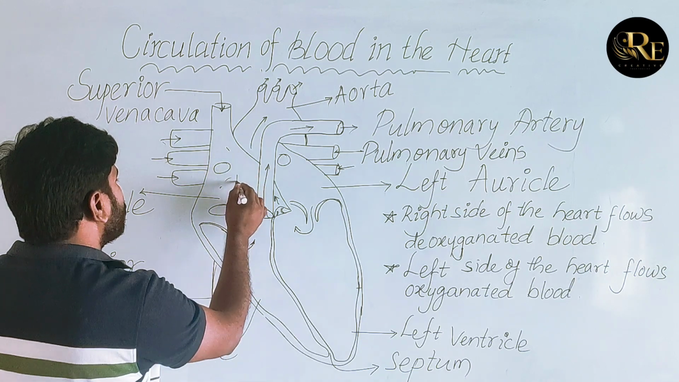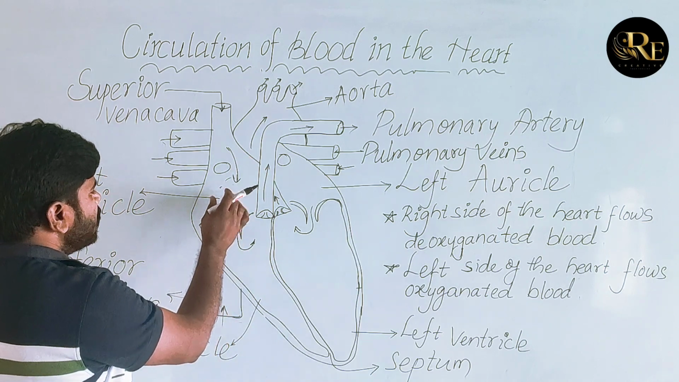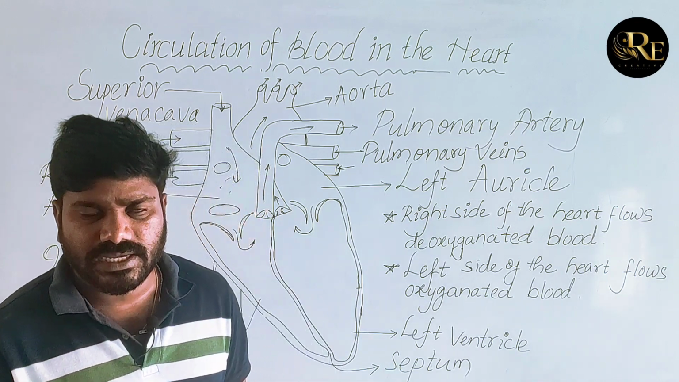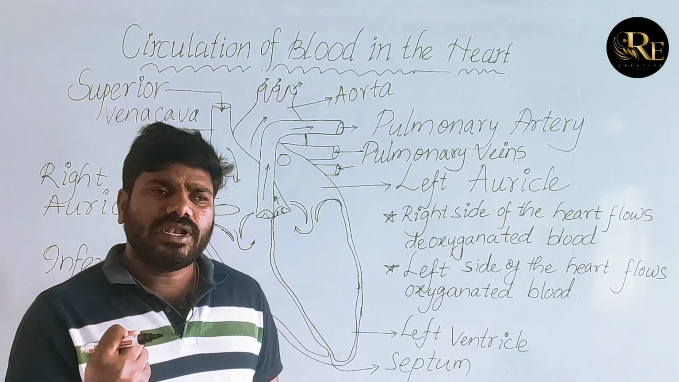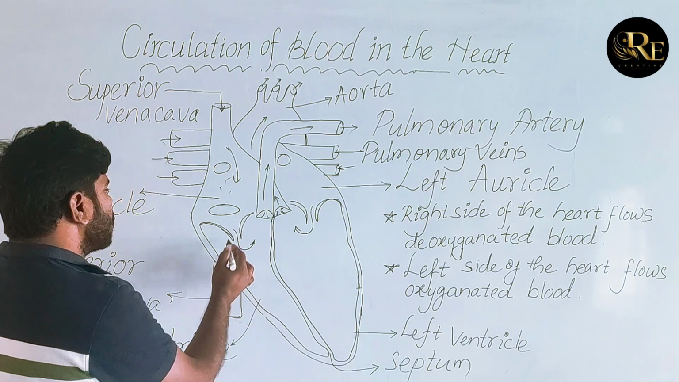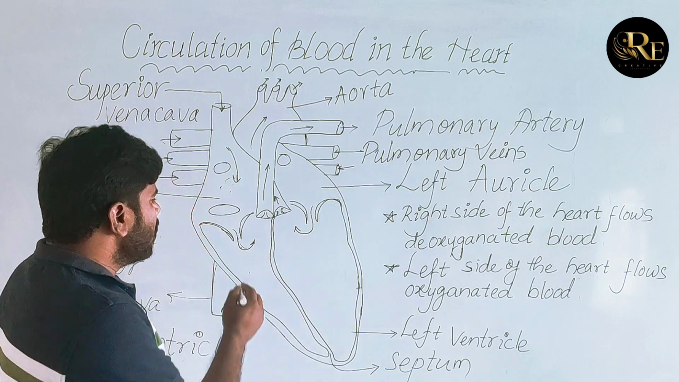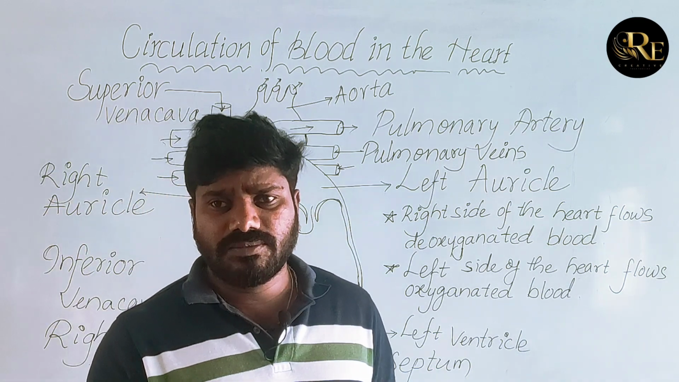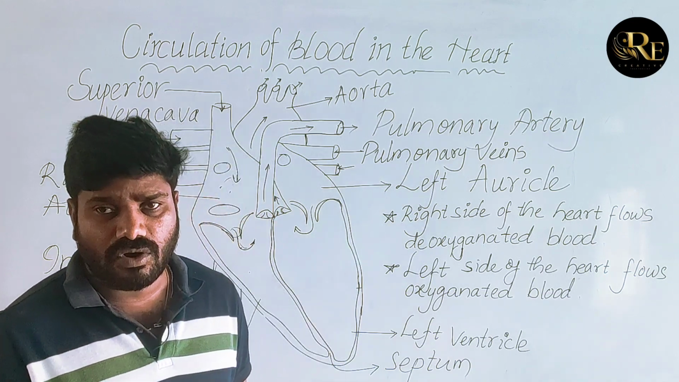Here they will drain the blood, and whenever the blood fills the right auricle, the right auricle will contract. When it contracts, the blood is pumped toward the right ventricle. Here one more thing you have to remember, in this position there are valves present. Valves are responsible for preventing the backflow of the blood.